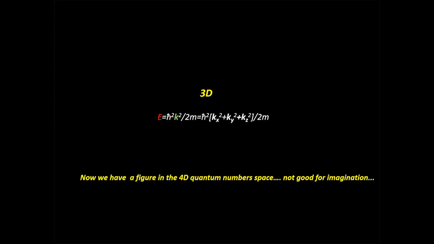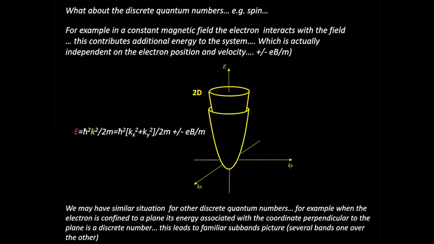So it is possible to limit the space where we have this problem defined, to make it comprehensible. It's not possible to imagine the full figure, but you can still imagine this in parts, let's say. We will get to that in more detail a little bit later. What about the discrete quantum numbers?